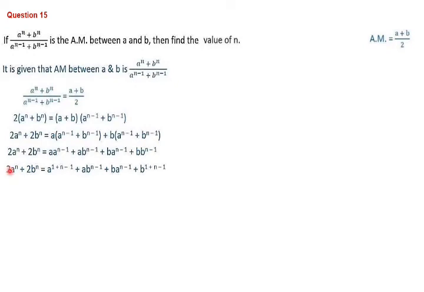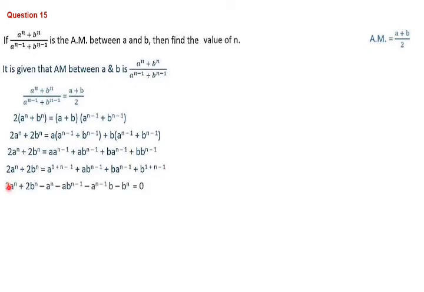So 2a^n + 2b^n is equal to a into a^(n-1). Actually it is coming as a^(n-1+1), because here there is a 1, power 1. So we have to add this one, a^(n-1+1). That is what it is written. So 1 plus n minus 1, and here ab^(n-1), nothing can be done. Here also nothing can be done. B and here also b, base is same. That means b power, here there is 1, here there is n minus 1. We have to add 1 plus n minus 1.